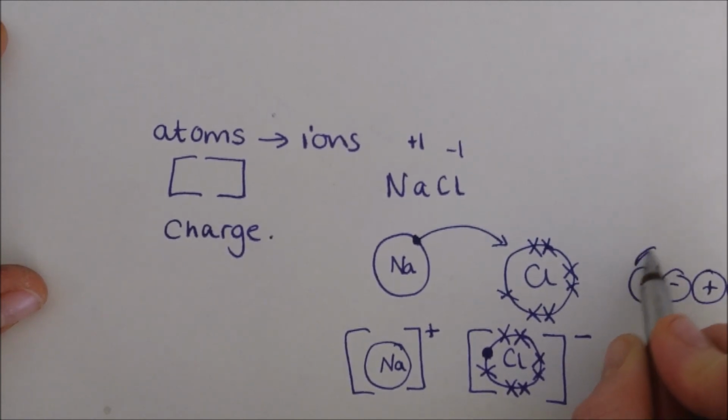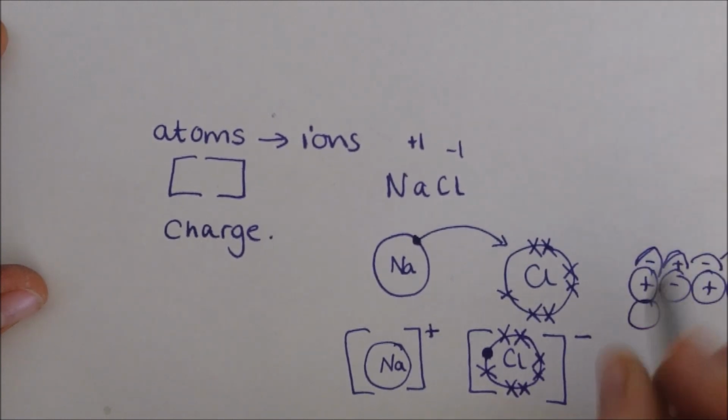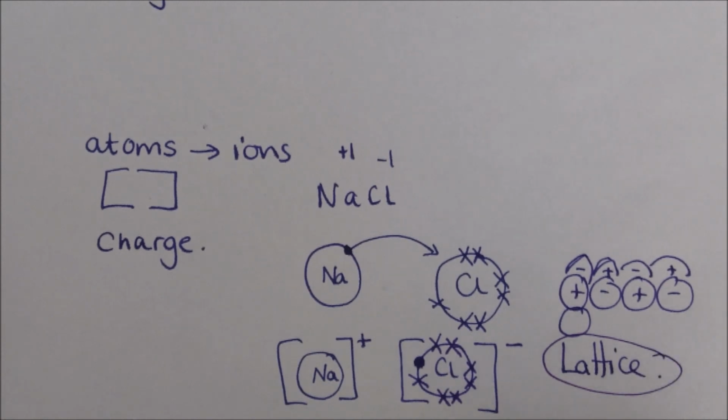And it would be 3D as well. So this would be minus, this would be plus, this would be minus, this would be plus, etc. This is called a lattice. Ionic bonds form giant lattices. And that giant lattice has certain properties, and you need to learn the properties.